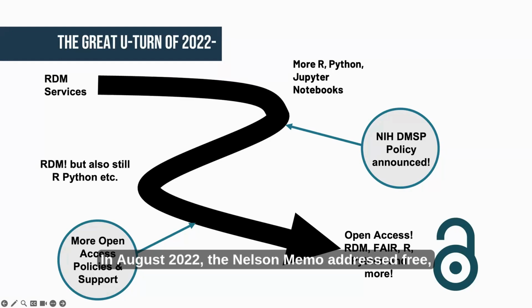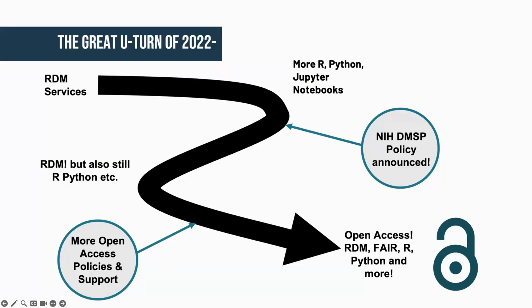In August 2022, the Nelson Memo addressed free, immediate public access to federally funded research. This emphasizes open access and FAIR data principles. There continues to be a push for open data practices, so that needs to be incorporated into research data support. However, there's a need for all kinds of data librarians and data services. As we show from our visual here, there's a constant push and pull in terms of what is prioritized.